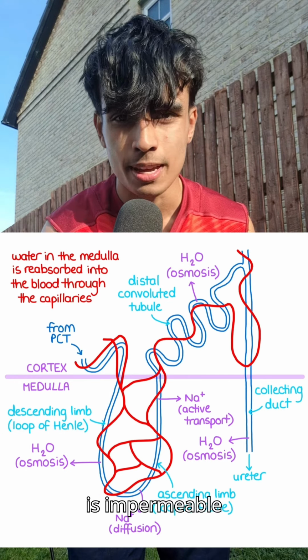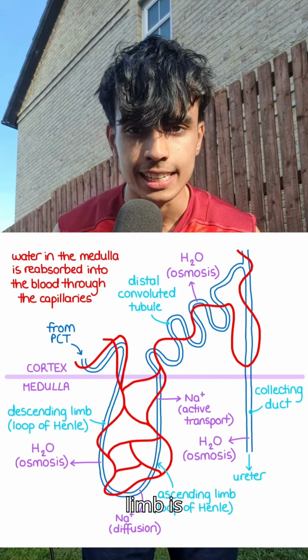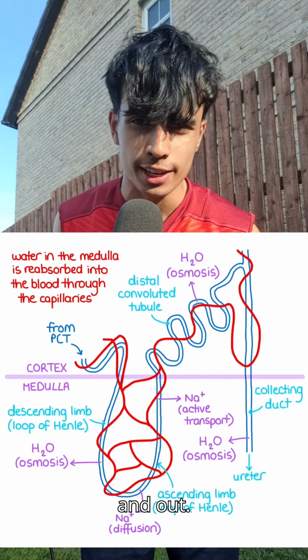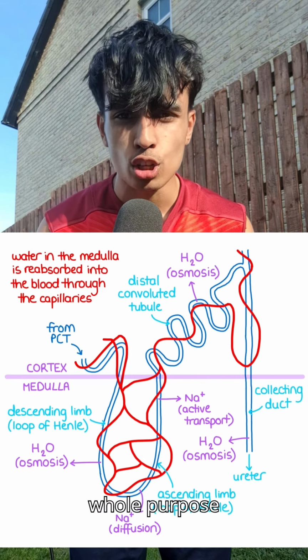So the ascending limb is impermeable to water, so water can't pass in and out. However, the descending limb is permeable to water, so it can move in and out. Right, in the ascending limb, sodium ions are actively transported into the medulla. That's the whole purpose of the loop of Henle.